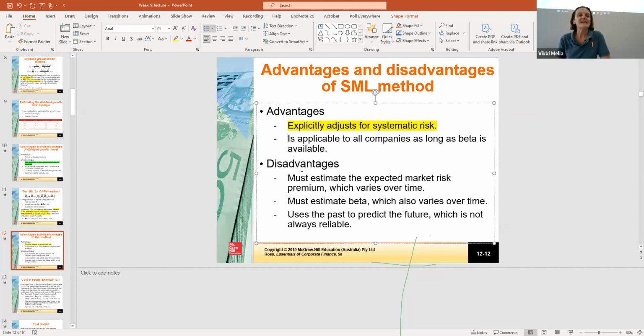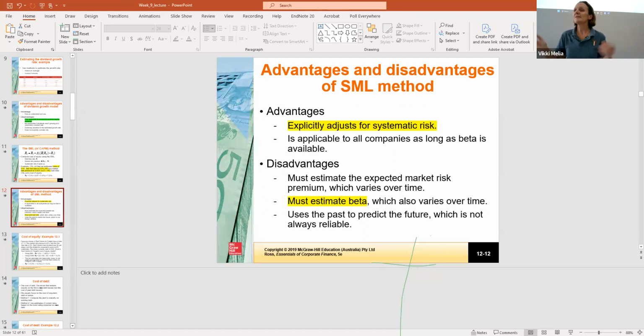The difficulty used to be with this method that we have to estimate beta. Estimating beta is not such a big deal now, but the issue with beta is it's not static. Beta changes over time. From day to day and month to month, a company's beta will change. So that means if we're using this method to estimate the cost of equity, we need to keep checking it because it's likely to change over time as beta changes.